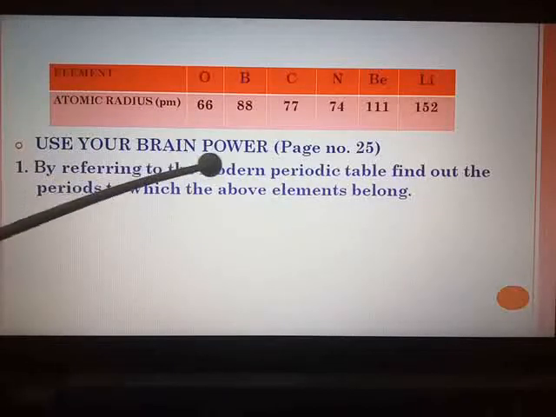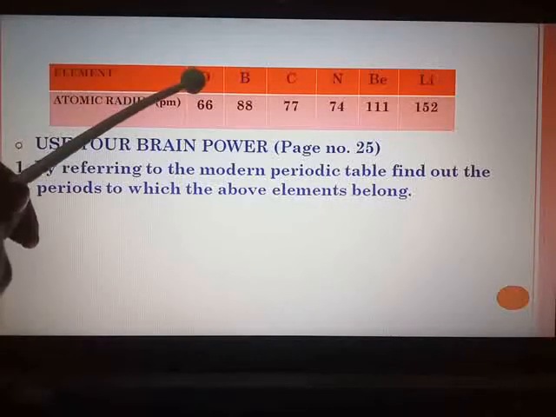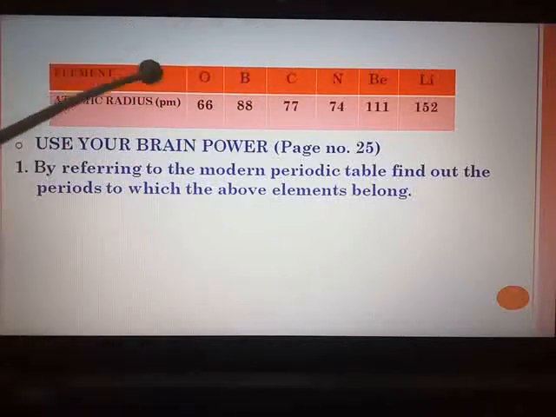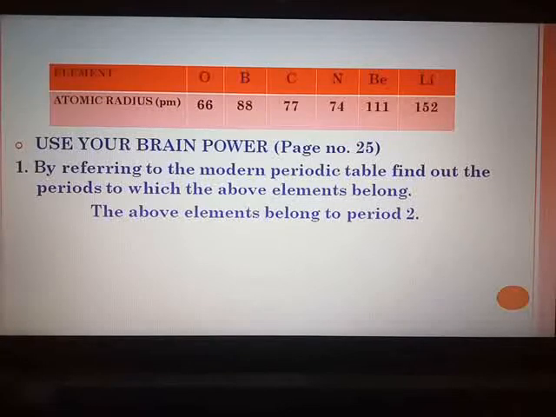By referring to the modern periodic table, find out the periods to which the above elements belong. You should know, looking at the simpler ones, oxygen, carbon, that these elements belong to the second period. Keep the periodic table open on page number 23 if you want to. So the answer is that the above elements belong to the second period.